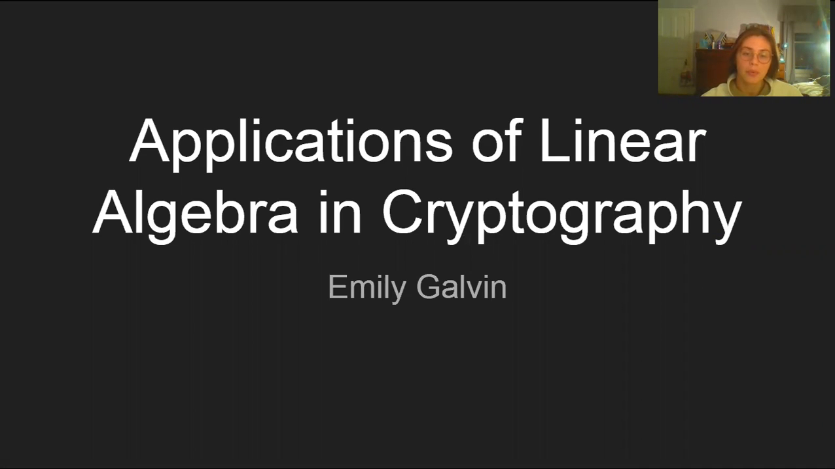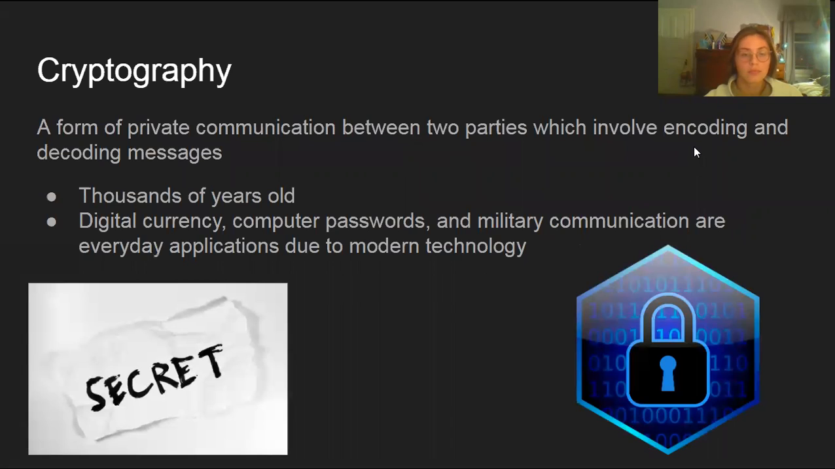Hey guys, today I will be talking about the applications of linear algebra in cryptography. So first, what is cryptography? It's a form of private communication between two parties which involves encoding and decoding secret messages. It's been around for thousands of years. It was created by the Greeks, and it's very prominent in our society today. It protects digital currency, computer passwords, and it's used in the military.